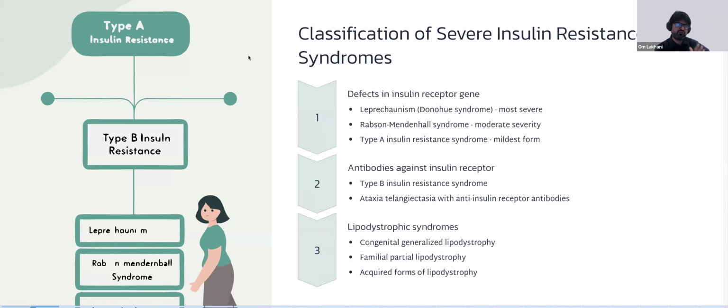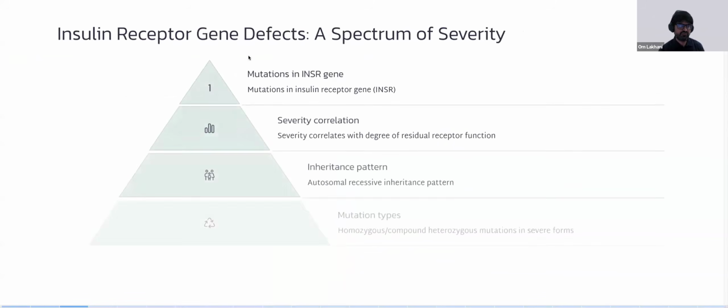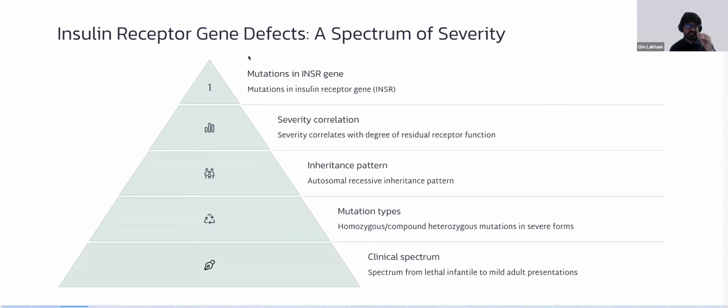Now, remember, these are conditions which are graded in severity. So there are 3 grades of it. The most severe form is known as leprechaunism or Donohue syndrome, where you have almost complete absence of insulin receptors. You have a moderate severity condition called Rabson-Mendenhall syndrome. And then you have the mildest form called type A insulin resistance syndrome, right? So these are the 3 conditions. These are the spectrum of the insulin receptor defect, right?